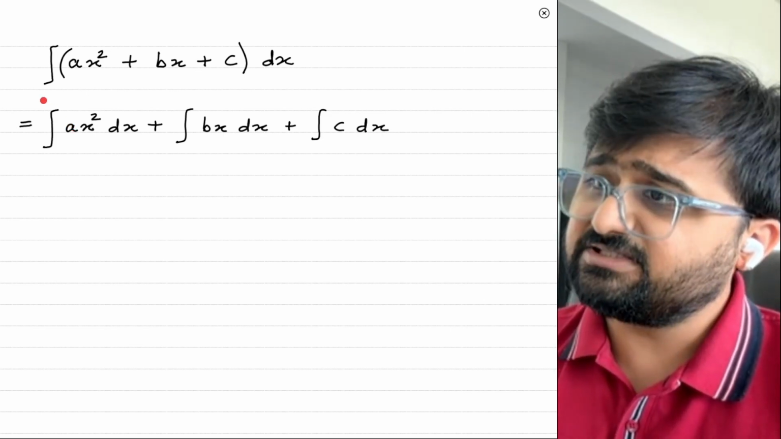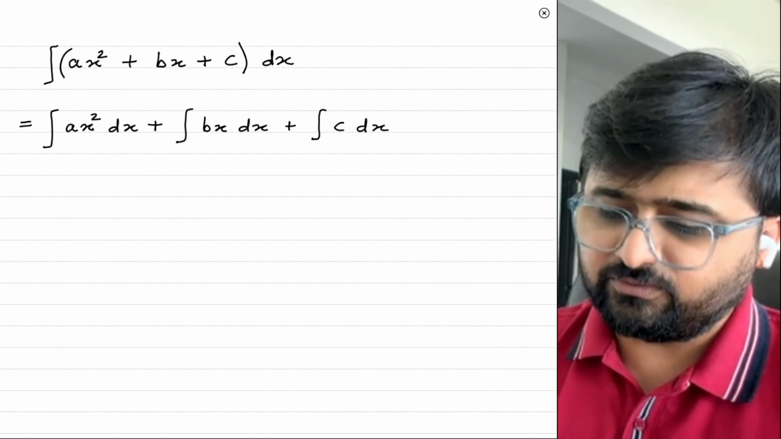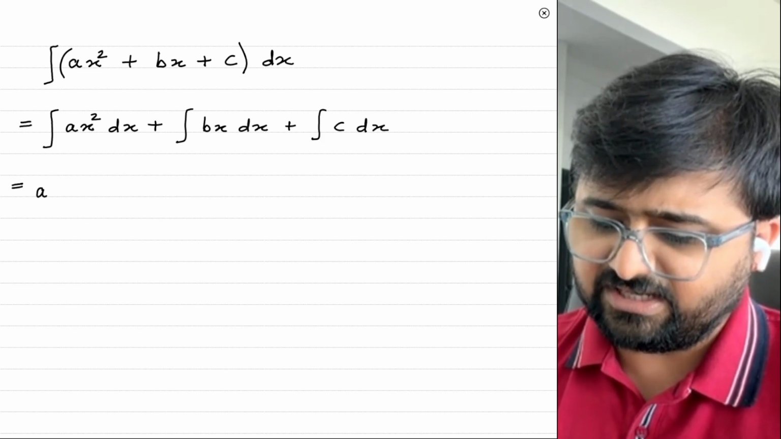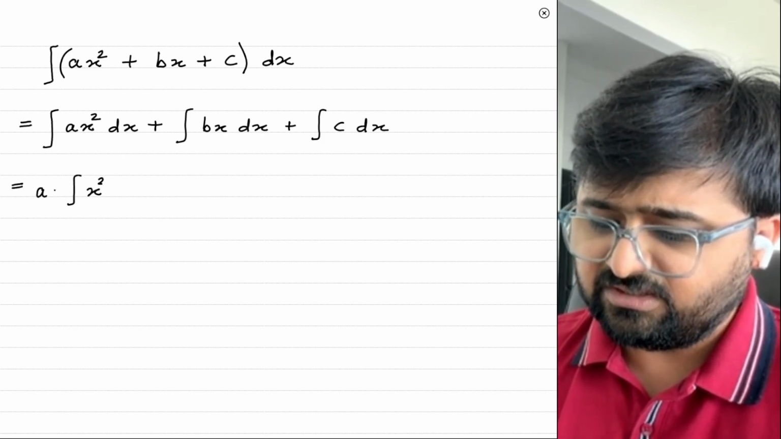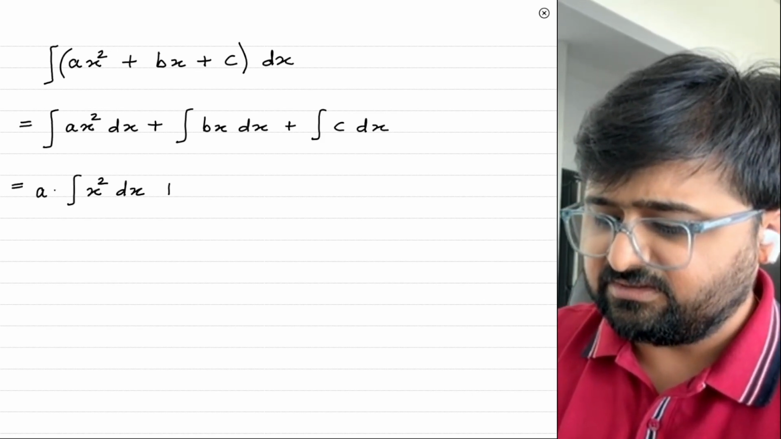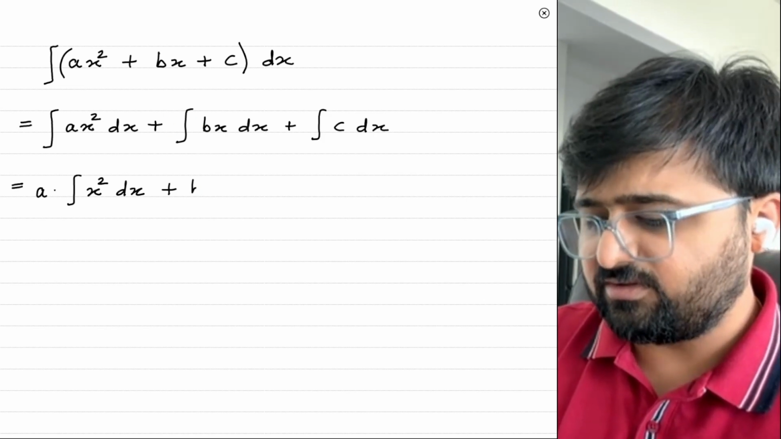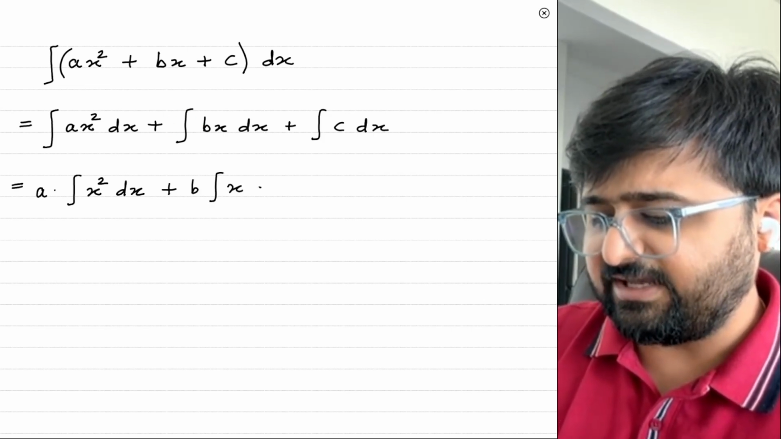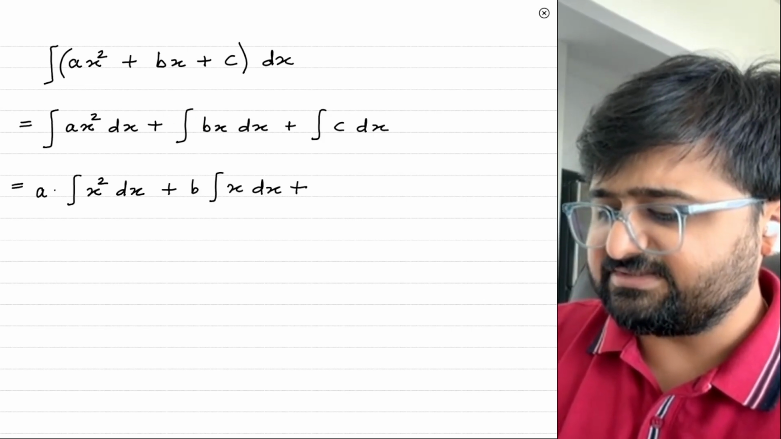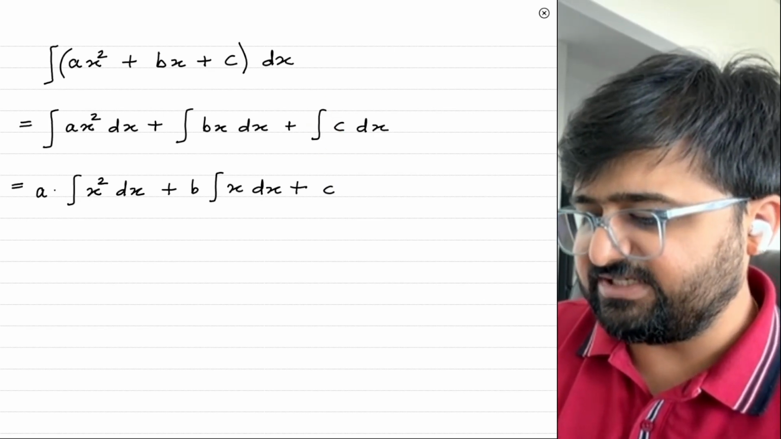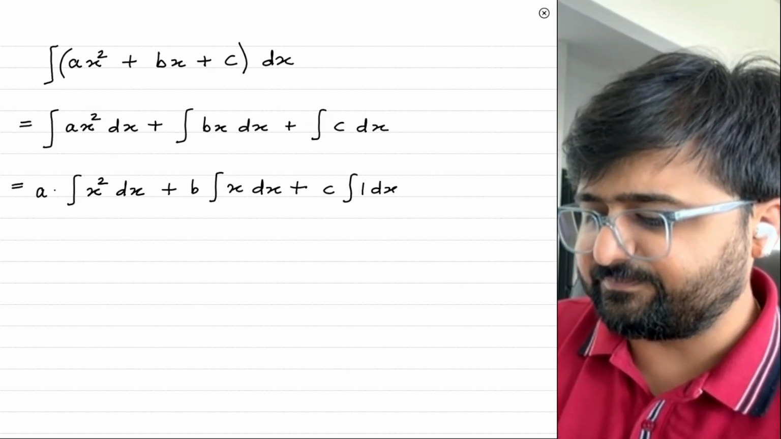So what we can do is just take those constant values out of those integrals. So we have a times integral of x square dx plus take that b out, b times integral of x dx plus take that c out, so you have c times integral of 1 dx.